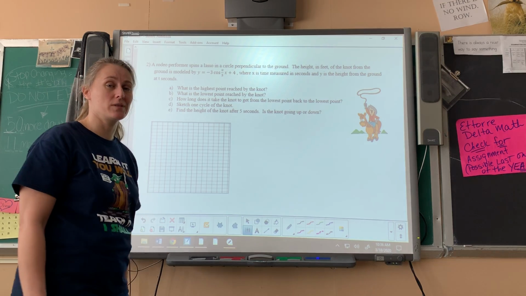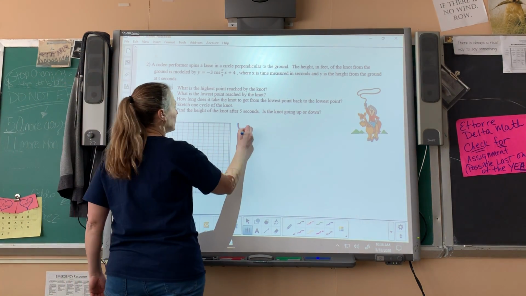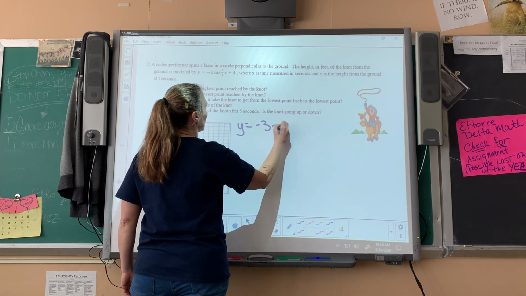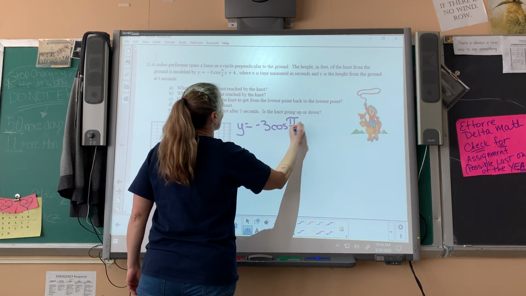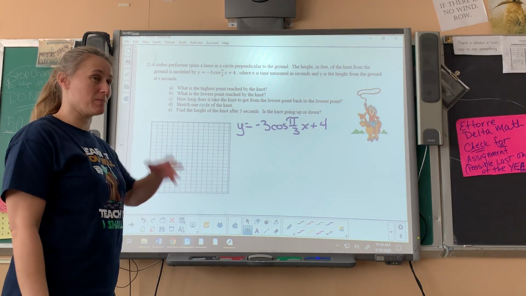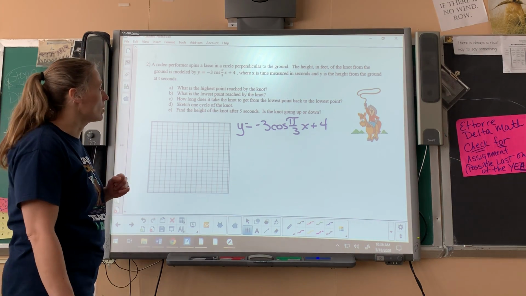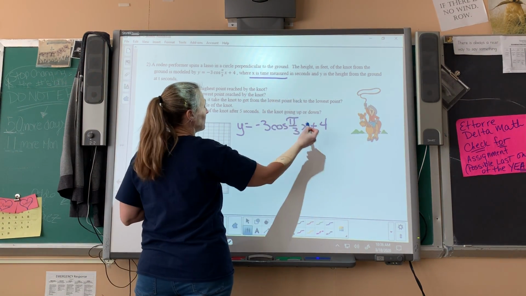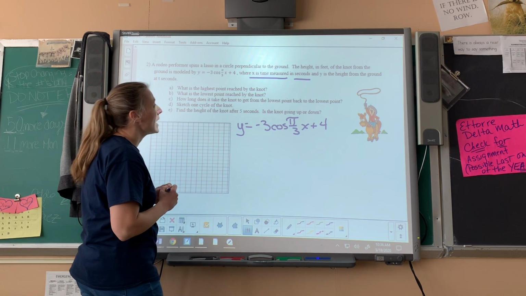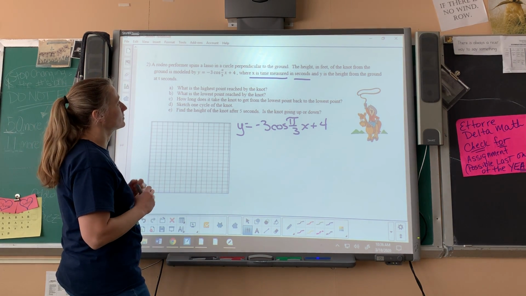All right, so now we have a rodeo performer. This is number 2 in that worksheet. We have a rodeo performer that spins a lasso, so we have to do basically the same thing. We do graph a lot of cosine. Cosine seems to be the one that we use the most. So X they're telling you is time, measured in seconds, so that's good to know, and the height from the ground at t seconds.